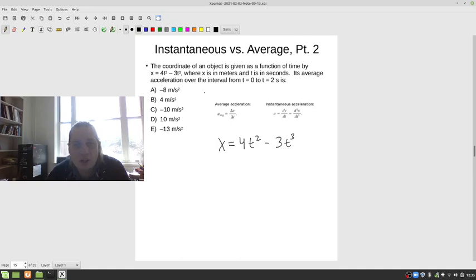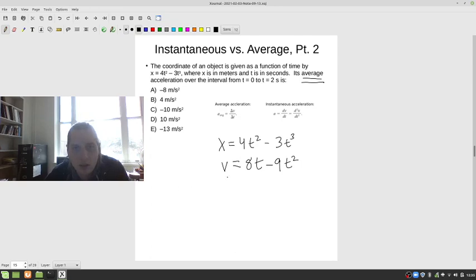Its average acceleration over the interval from t equals 0 to t equals 2 is, and I think, oh, great, acceleration, I know how to do this. And I start taking derivatives. 8t minus 9, 3 times 3 is 9t squared. And then it hits me. Oh my goodness. Average acceleration. What? How am I going to find average acceleration? And then it hits me. Oh yes. Average acceleration is just the change in velocity over the change in time.